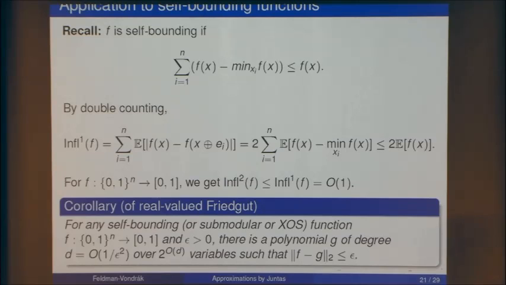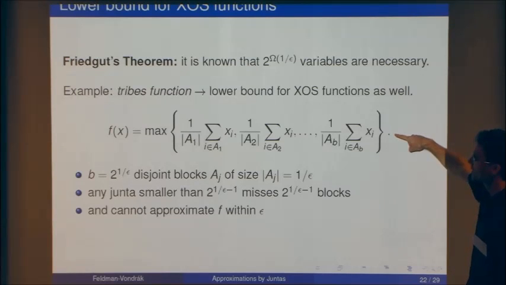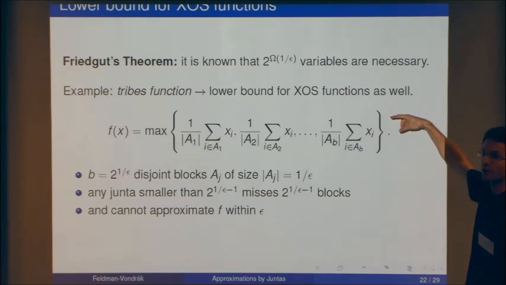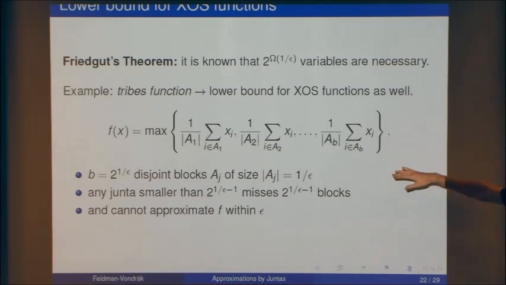Okay, so this explains these earlier results and extends them to some other classes, but it's really all about Friedgut's theorem. So now to the last part. Oh, one more thing. There was a question about tightness. For XOS functions, we can set up an example which is essentially the tribes function. You just make it XOS instead of a DNF formula. So it's a max over sums. And for these functions, we need 2 to the 1 over epsilon variables to approximate them well. So that's why it's tight.